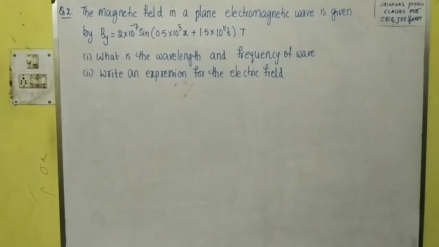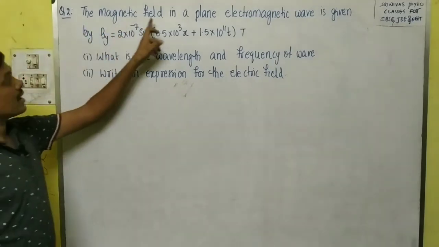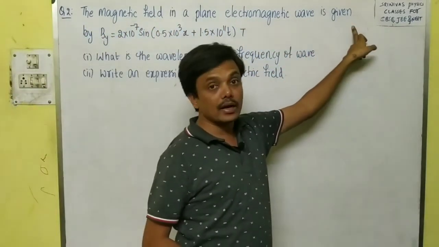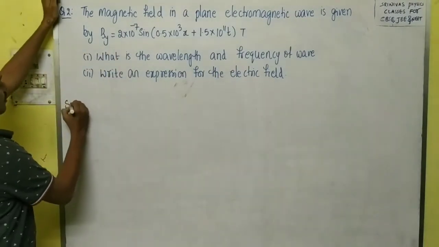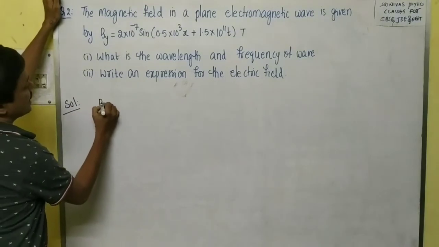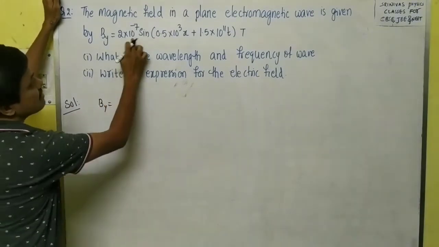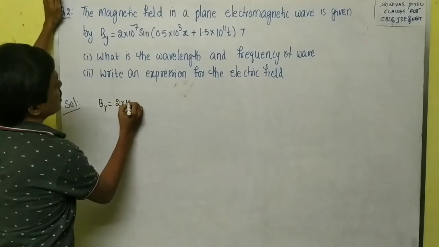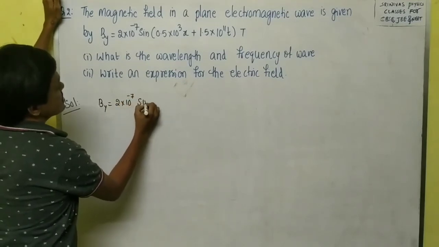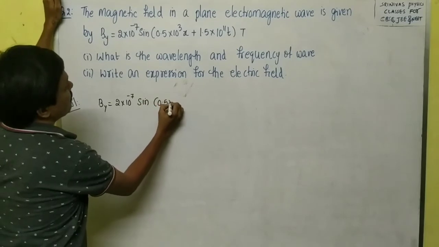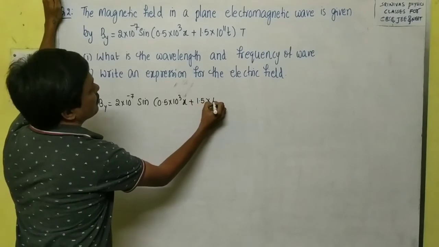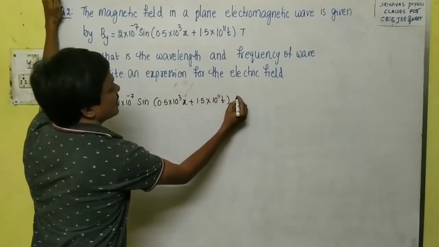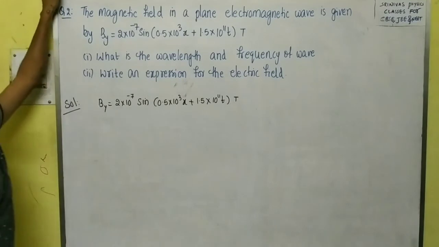Let us go for one more problem. The magnetic field in a plane electromagnetic wave is given. For the electromagnetic wave, the magnetic field is given by 2 into 10 to the power of minus 7 sine of (0.5 into 10 to the power of 3 x plus 1.5 into 10 to the power of 11 t) Tesla. This is the magnetic field.